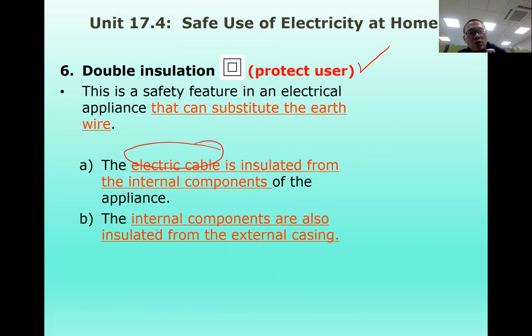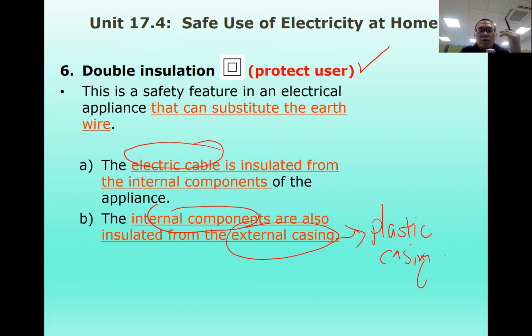The second layer of insulation is whereby the components themselves are insulated from the external casing. Usually this second layer is the easiest, because how do I prevent internal components from touching the external casing, or prevent internal current from flowing out to the external casing? The easiest way is to use plastic casing. But of course this is not the only way.